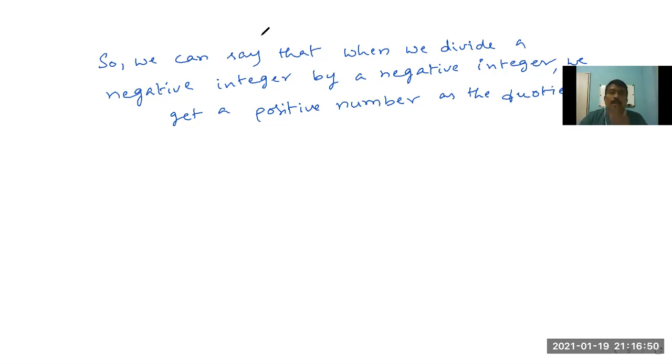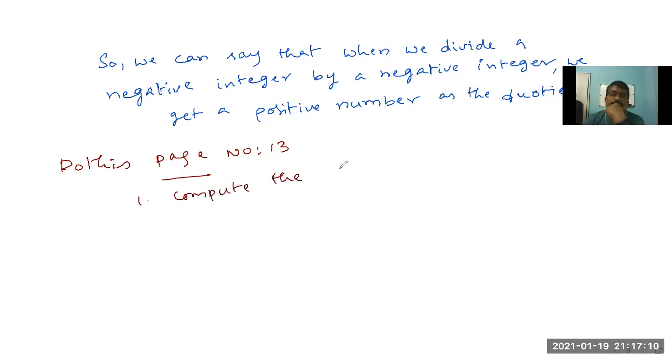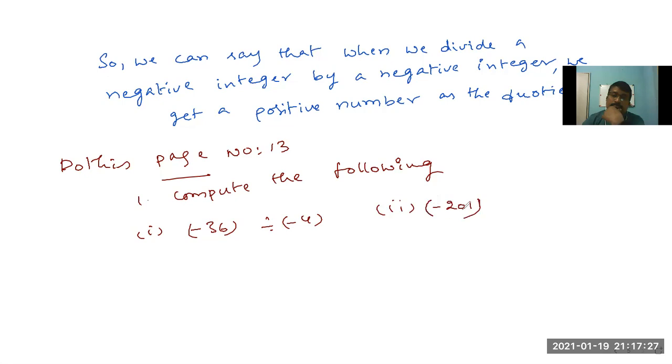So compute the following. Do these problems. Page number 13. So, my dear buddies, compute the following. The first one is minus 36 divided by minus 4. The second one is minus 201 divided by minus 3. The third one is minus 325 divided by minus 13.